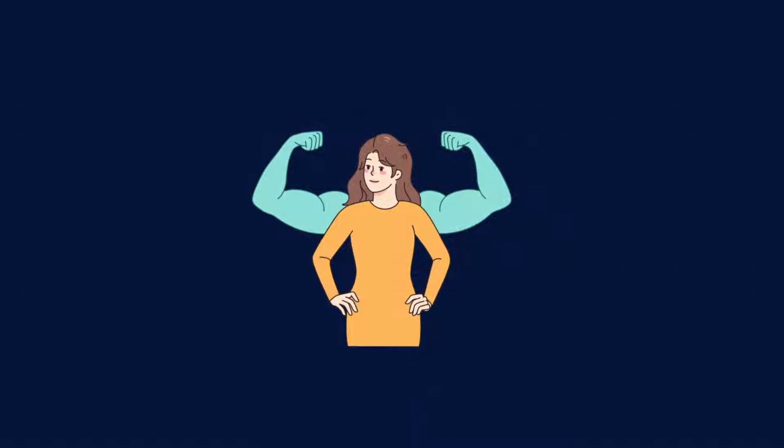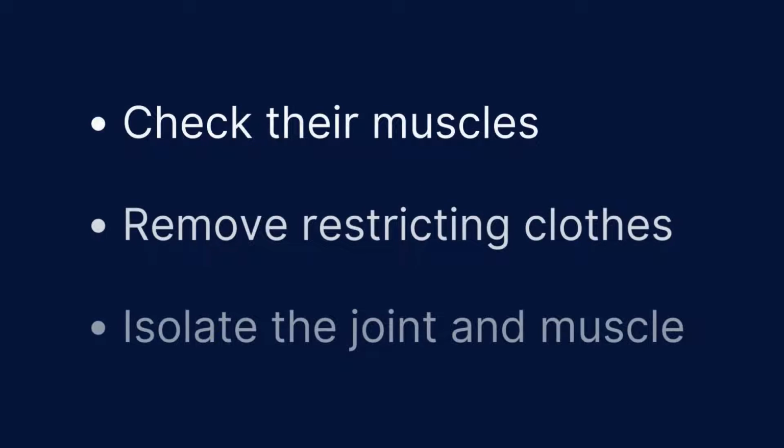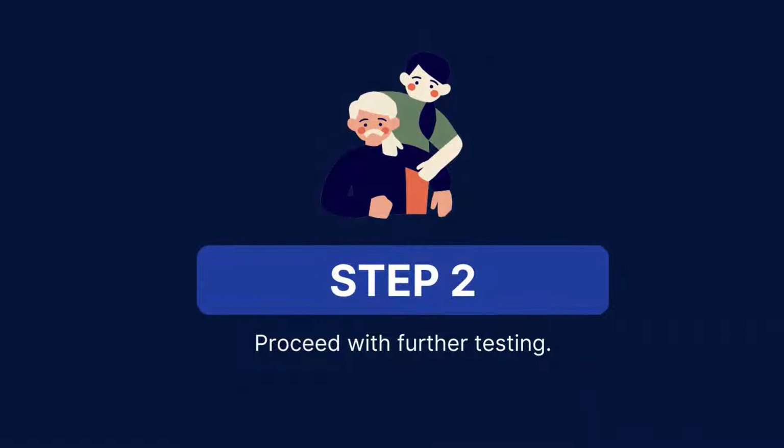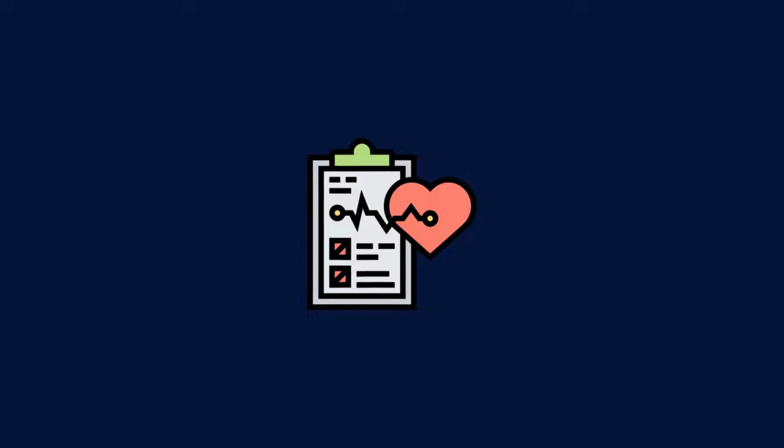Before you conduct the test, ensure that you check the muscles to see if the area has a bulk, remove clothes that can restrict movement or will cover the muscles being tested, and isolate the joint and muscle involved as much as possible. If the patient receives a low score and you suspect that there's a lesion, deformity, or something else, it's best to proceed with further testing before formulating a diagnosis or treatment plan.